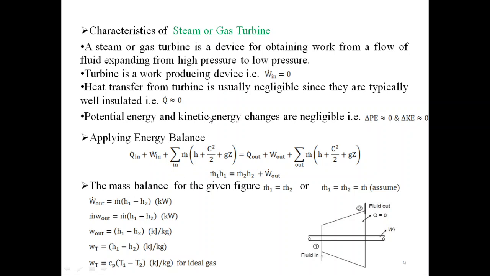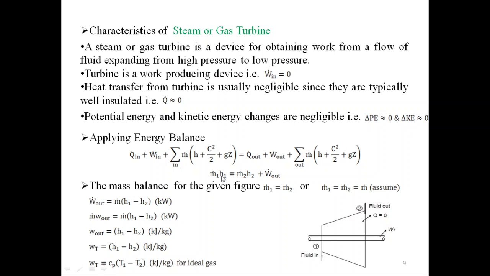So if you apply all these conditions we will get this equation: m over dot 1 H1 is equal to m over dot 2 H2 plus W over dot out. As you can see, this is the diagram of a turbine. This side is smaller, this side is bigger. It means there is the expansion of fluid. So we are having only one entry, one exit, and we are getting work from the turbine. So we will get this equation. This is the equation in case of steam or gas turbine.